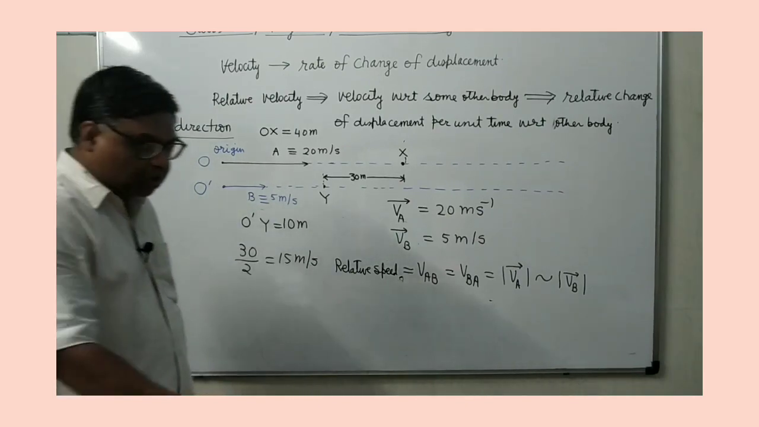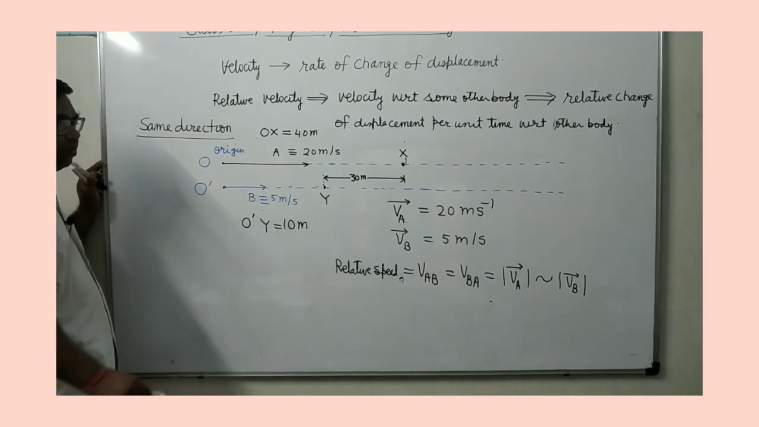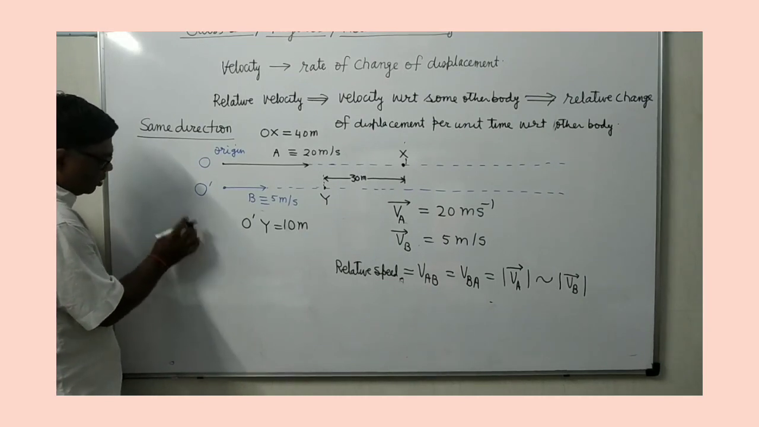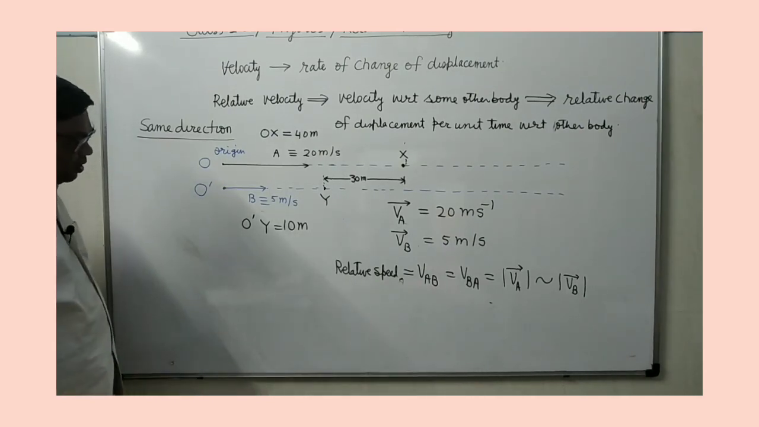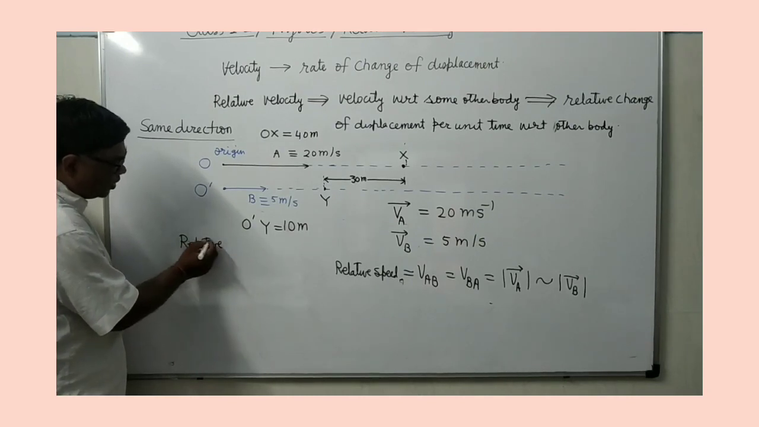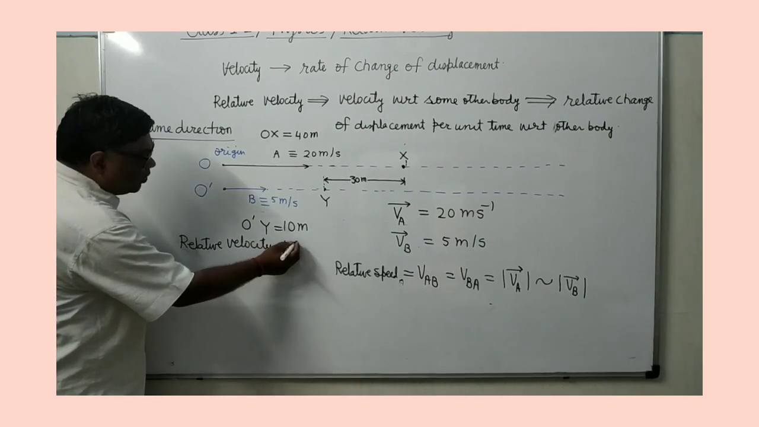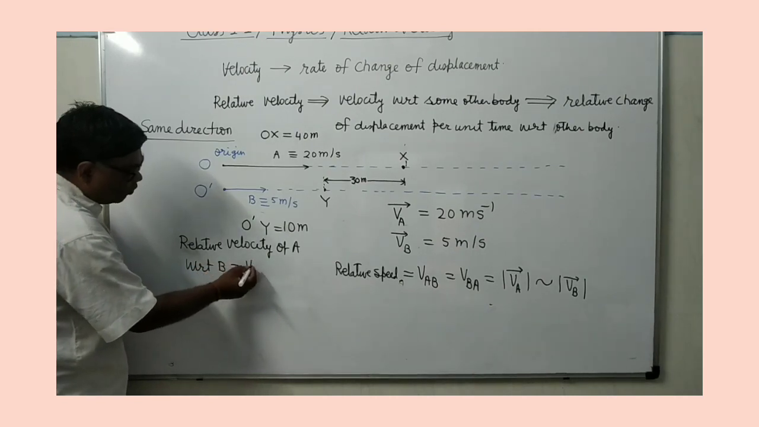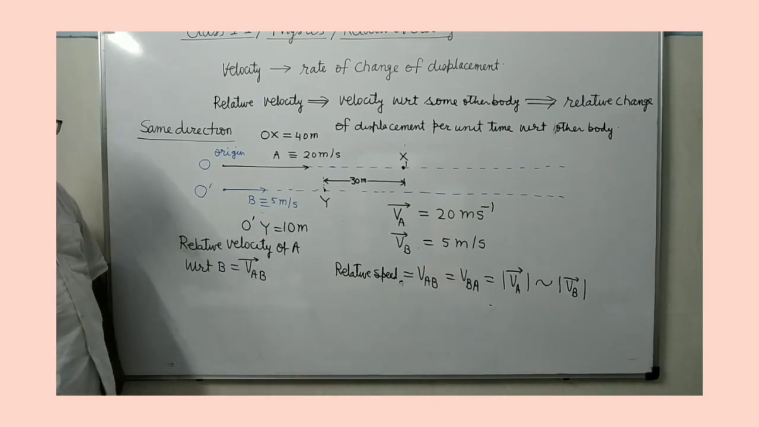But when you have to calculate the velocity, in one case it will be plus, in other case it will be minus. How will you find it out? Relative velocity of A with respect to B will be equal to vector VAB.